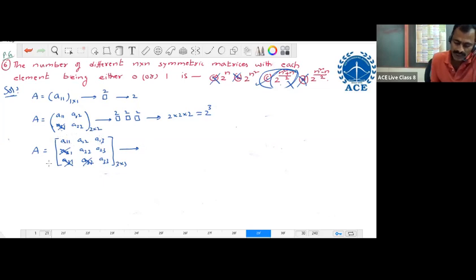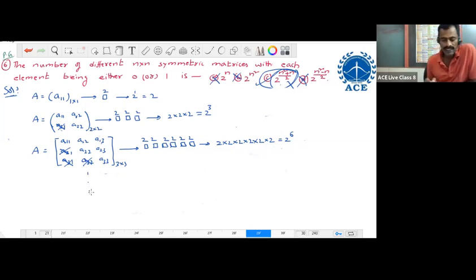So writing a 3 by 3 symmetric matrix is the same as filling up these 6 boxes: 1, 2, 3, 4, 5, 6. For each box, there are 2 ways, because for each element there are 2 possibilities. We can write A11 as 0 or 1. That is 2 ways for each of the 6 boxes. 2 into 2 into 2 into 2 into 2 into 2 equals 2 power 6. Here 2 power 1 equals 2. And so on, in general, we can have the nth order matrix.